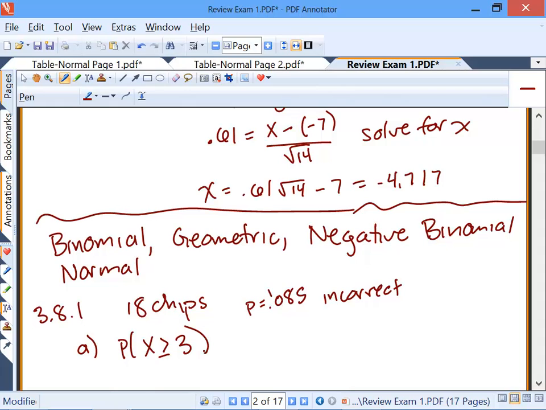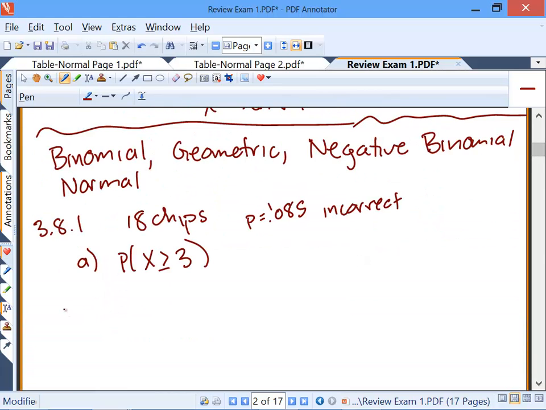Okay. So first of all, you have to go through and you have to say, is this a distribution that we know how to work with? Okay. So for binomial, you start by asking, do we know in advance how many chips we look at? There are 18. Okay, is the probability constant? Are they independent? And is each one either a yes or no kind of answer? Okay, so this seems to fit everything. So this is going to be binomial, with n equals 18, p equals 0.085.